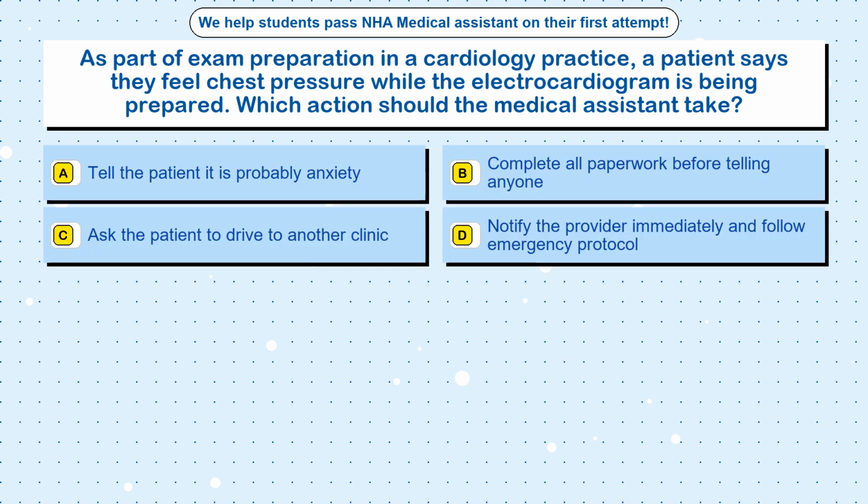Question 66. As part of exam preparation in a cardiology practice, a patient says they feel chest pressure while the electrocardiogram is being prepared. Which action should the medical assistant take? Option A. Tell the patient it is probably anxiety. Option B. Complete all paperwork before telling anyone. Option C. Ask the patient to drive to another clinic. Option D. Notify the provider immediately and follow emergency protocol.